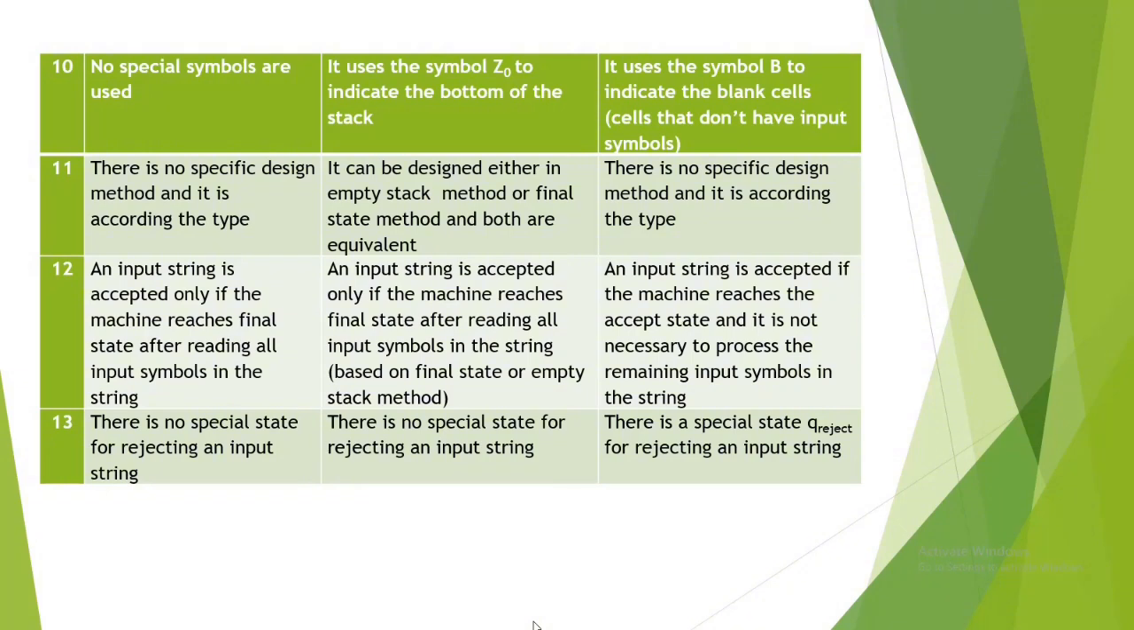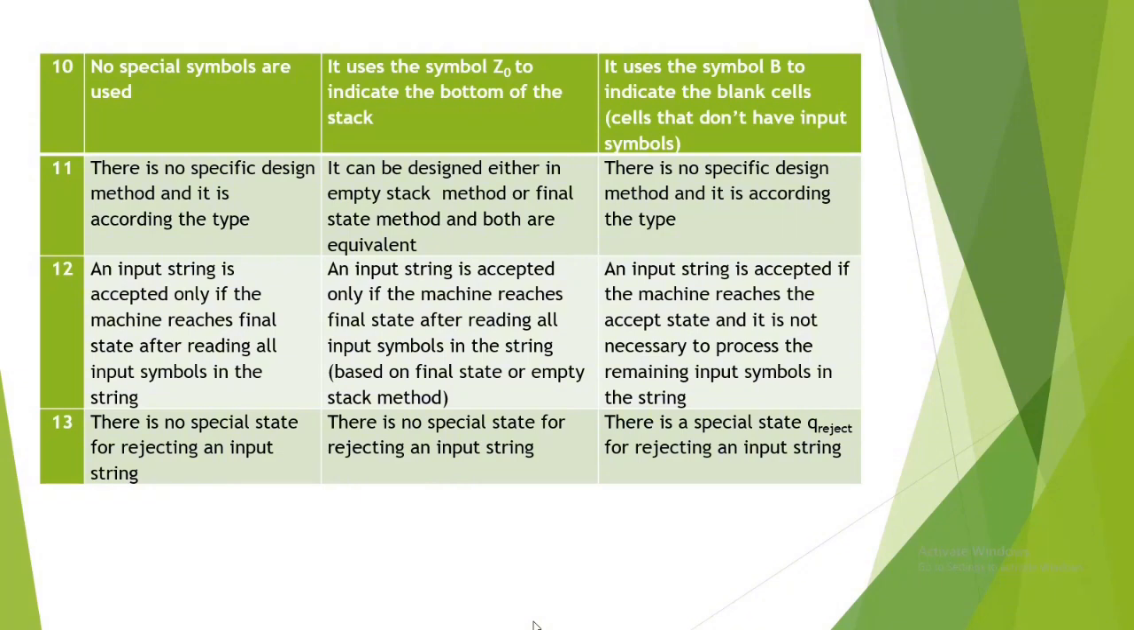Next difference: in finite automata, an input string is accepted only if the machine reaches a final state after reading all the input symbols. In pushdown automata, an input string is accepted only if the machine reaches a final state after reading all input symbols in the string, based on the final state or empty stack method. In Turing machine, an input string is accepted if the machine reaches the accept state, and it is not necessary to process the remaining input symbols in the string.